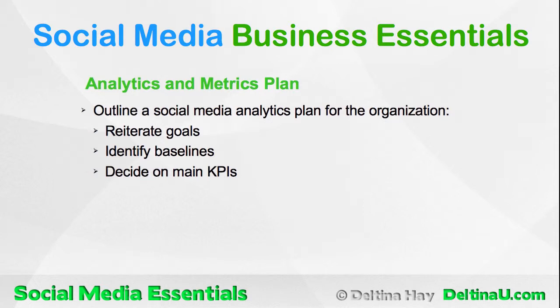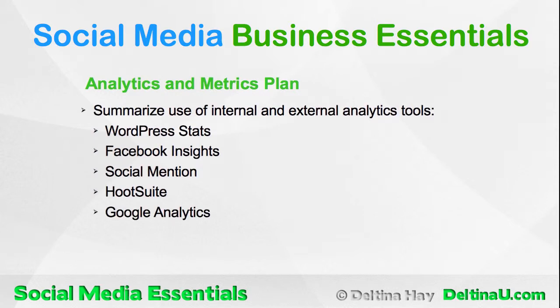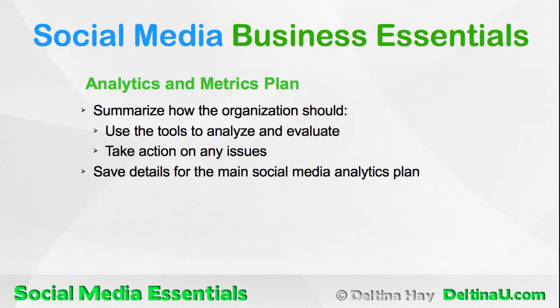Outline a social media analytics plan for the organization. First, reiterate the goals, identify baselines, and then decide on the main KPIs or key performance indicators. We talked about this in detail in a previous module, and then I'll also include a lesson in this course about creating an analytics plan. And then summarize the use of internal and external analytics tools like WordPress Stats, Facebook Insights, Social Mention, Hootsuite, and Google Analytics. Again, we talk about those at length in the analytics module. And then summarize how the organization should use the tools to analyze and evaluate and take action on any issues, but save the details for the main social media analytics plan.